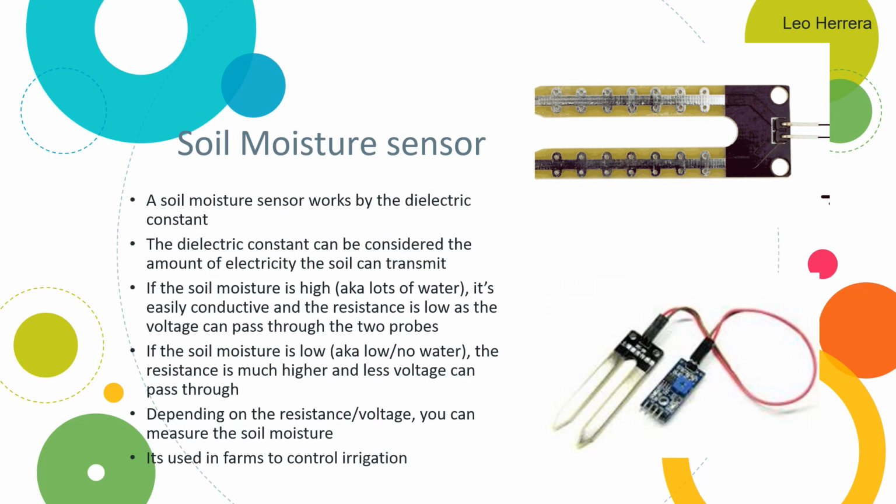If the soil moisture is high, meaning lots of water, it's easily conductive and the resistance is low as the current can pass through the two probes, as shown in the image on top. If the soil moisture is low, however, meaning there is little to no water, the resistance is much higher because it has to pass through pure dirt and air, meaning less voltage is going to pass through. The way you measure it is through the resistance or the voltage. It's commonly used in farms to measure irrigation or to have automatic irrigation, or also just used by hobbyists as well.